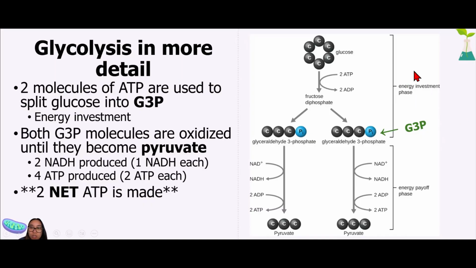So you invested a certain amount of energy and then you get a payoff. The net amount of ATP that we make is only actually 2 because we used up 2 in the beginning and then we got 4 out at the end. So at the end of the day, we really only made 2 ATP. So keep that in mind. All right, so that is essentially glycolysis in a nutshell.